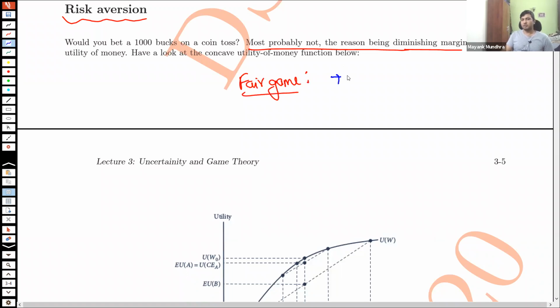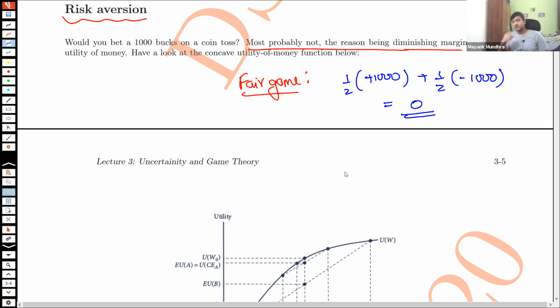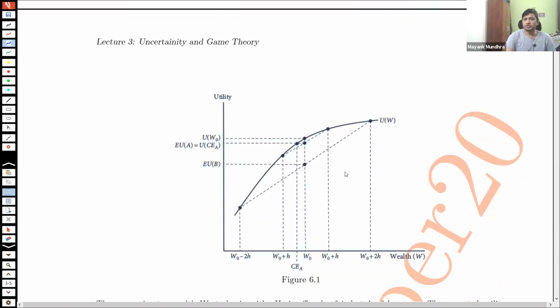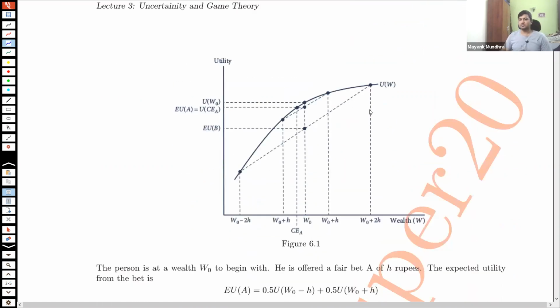Why? Because with probability half, you get plus 1,000, and with probability half, you lose 1,000. So overall, your net return in monetary terms is zero. But you would still not bet anything on this coin toss. So the reason is hidden in the nature of the utility function.